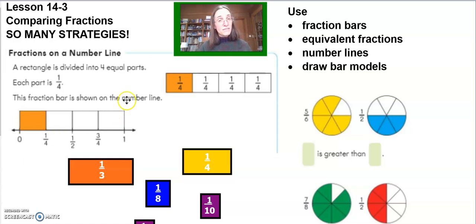And so on this video, we're going to be using a lot of fraction bars, those manipulatives we sent home with you. We're going to be using your equivalent fraction knowledge. We're going to be drawing number lines, and we're going to be drawing bar models. So let's start in that place.